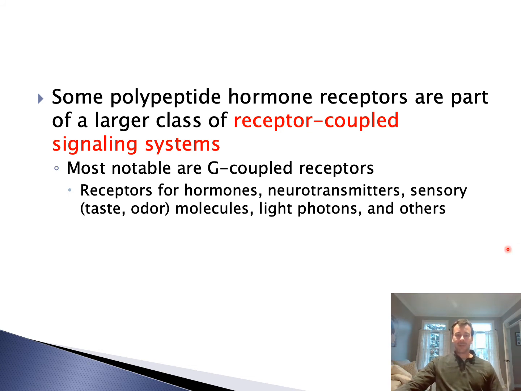Polypeptide hormones are part of a larger class of what's called receptor-coupled signaling systems. The most notable are these G-coupled receptors, which are all throughout our body. They're receptors for hormones, neurotransmitters, sensors, light photons, and other molecules.